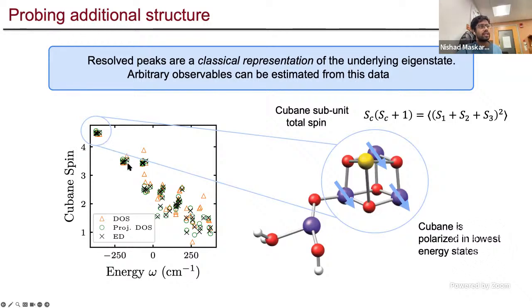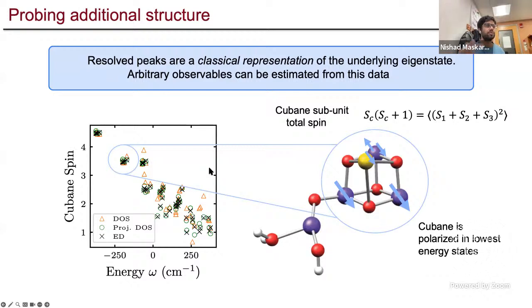We can also look at the next batch of eigenstates here, and we see that in this next batch, the total spin of the cubane subunit actually goes down by one, which means that one of the spins within this cubane subunit has essentially flipped. So instead of it being spin 9 half, it's spin 7 half in total. So this is just to illustrate how, once you have your quantum data, you can really ask whatever question you want about the structure of the underlying eigenstates and try to probe what's happening in the system in a very microscopic way.